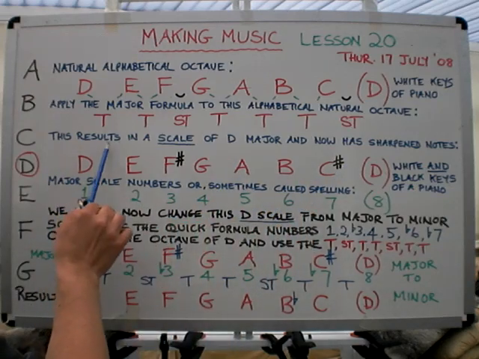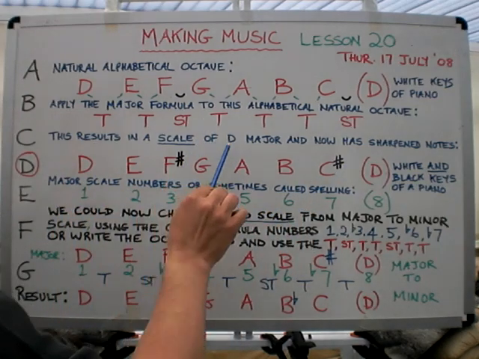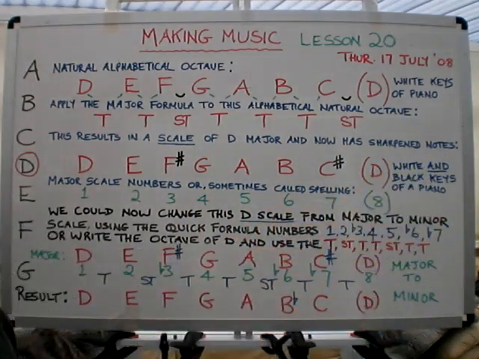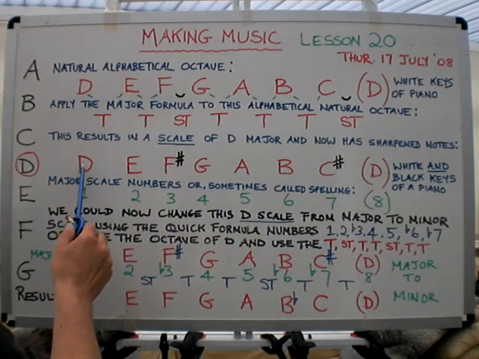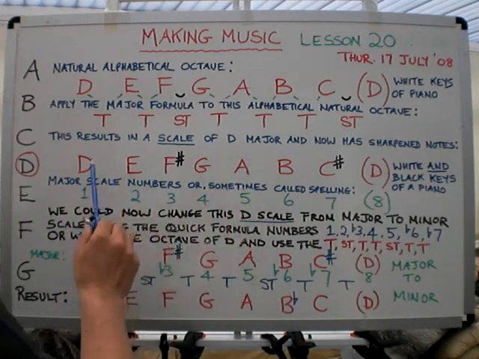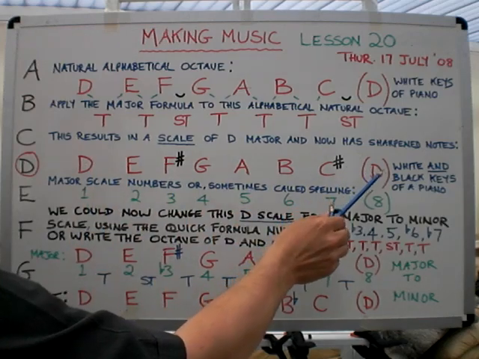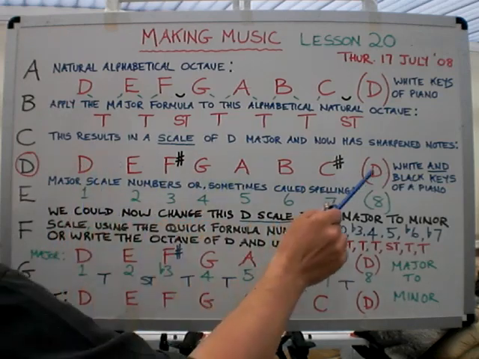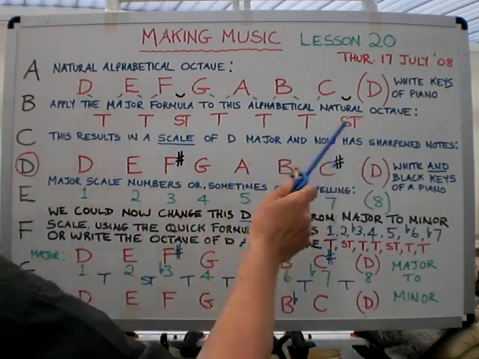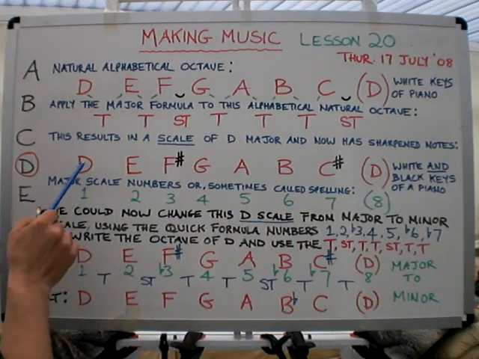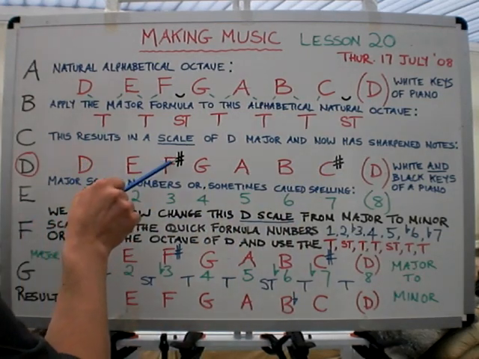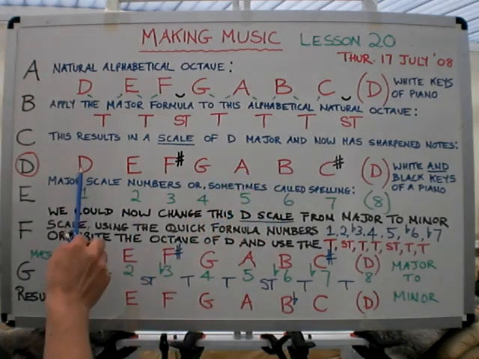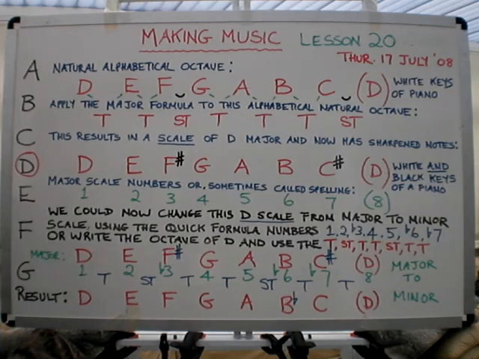I've written here, this results in a scale of D major and now has sharpened notes. So we can say now this is the D major scale, D to D. This was the octave, now this is still an octave, but it's the scale. We've applied that tone, tone, semitone, tone, tone, tone, semitone structure, and in so doing we have landed on some sharps. So this is the scale of D to D, D major scale.